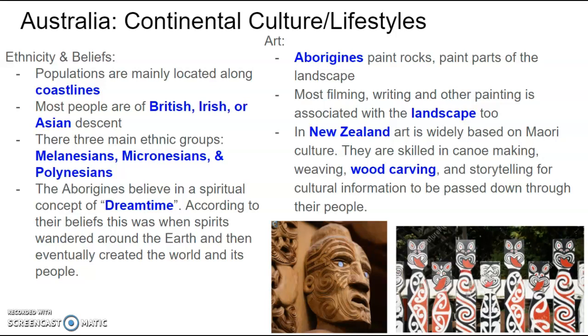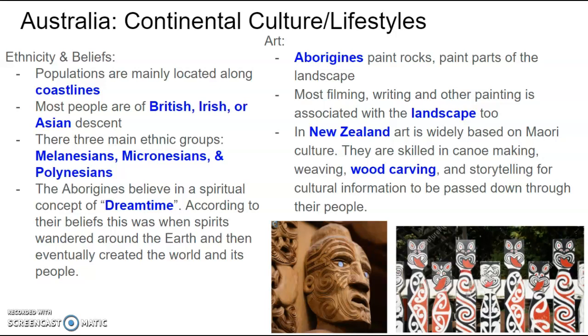When it comes to Australia's continental culture and lifestyles, we can see that a lot of it is based upon the people and location. Populations of Australia are mainly located along the coastline because the entire environment, when you work further into the continent, actually gets a lot more dry, a lot more hot, and not near as admirable for any sort of people to live there. There are cities in that dry area, but they are not near as populated.